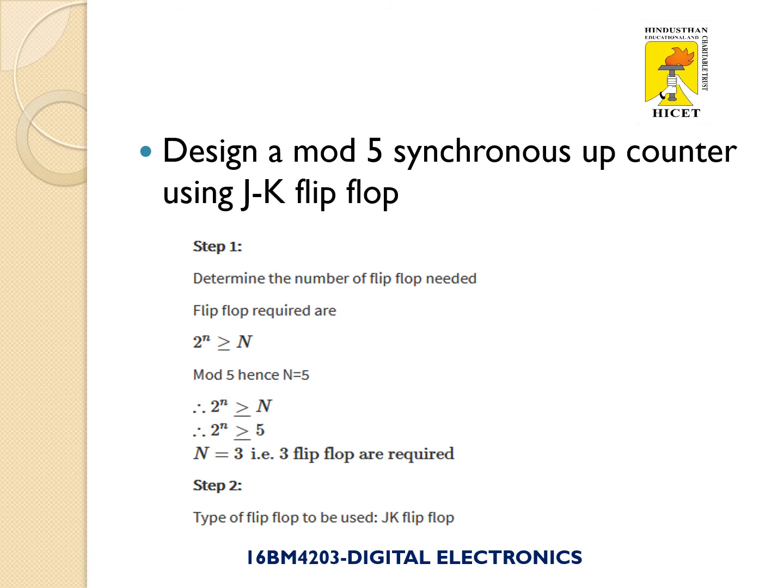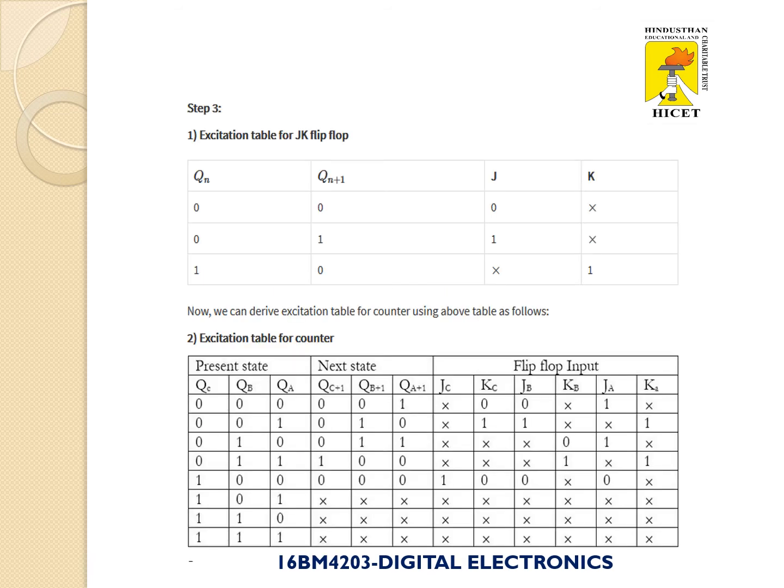Modulus 5 counter means when applying the fifth clock pulse, the counter becomes reset. This is called a modulus 5 counter. Then we are using JK flip-flop. Now for your simplicity, I have given the excitation table of JK flip-flop here.